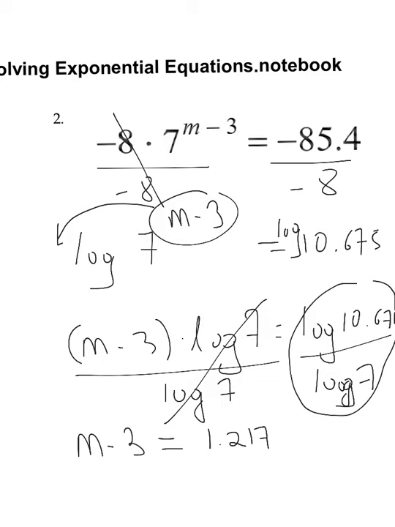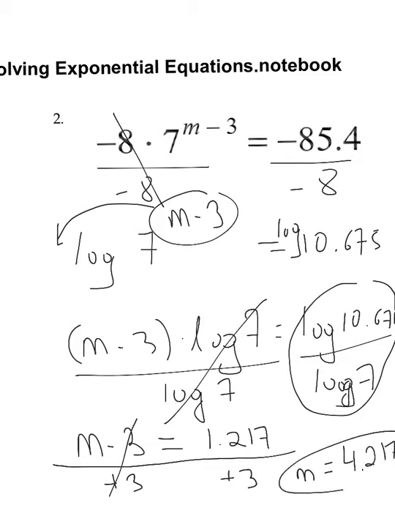So now think about this equation. m minus 3 equals 1.217. How do you solve for m? Plus 3, plus 3. So your final answer is m is equal to 4.217, 4 and 217 thousandths. Beautiful.